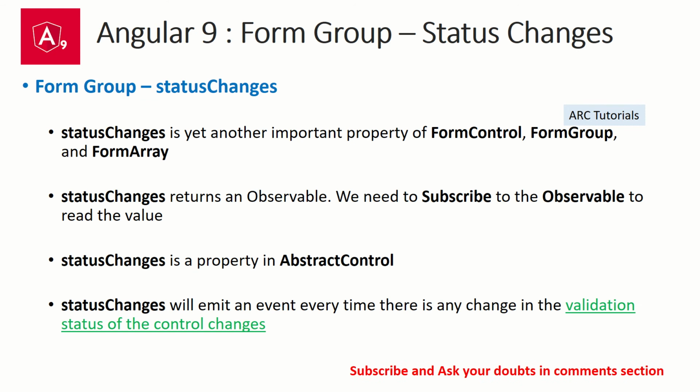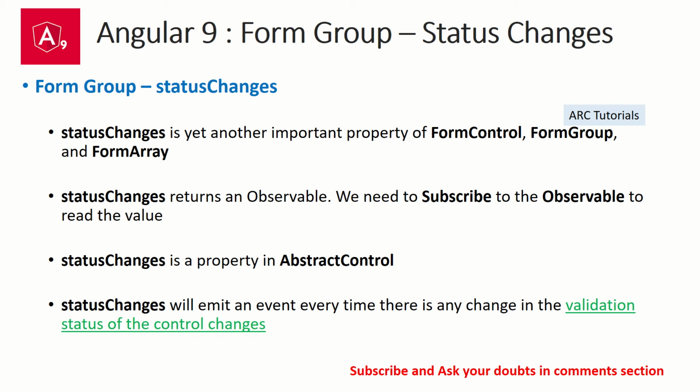Status changes is yet another important property of form control, form group, and form array. We know that Angular will track the entire form status by its own, but we can even capture that and process it based on our application requirements. For example, if you want to capture if some form field is invalid, or when you submit a form, you want to check if the form is valid or not. These are some of the use cases where status changes is very useful and helpful.